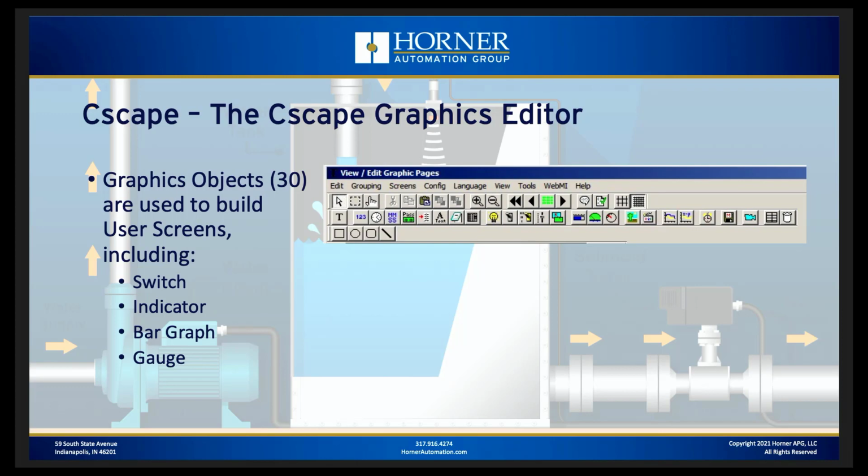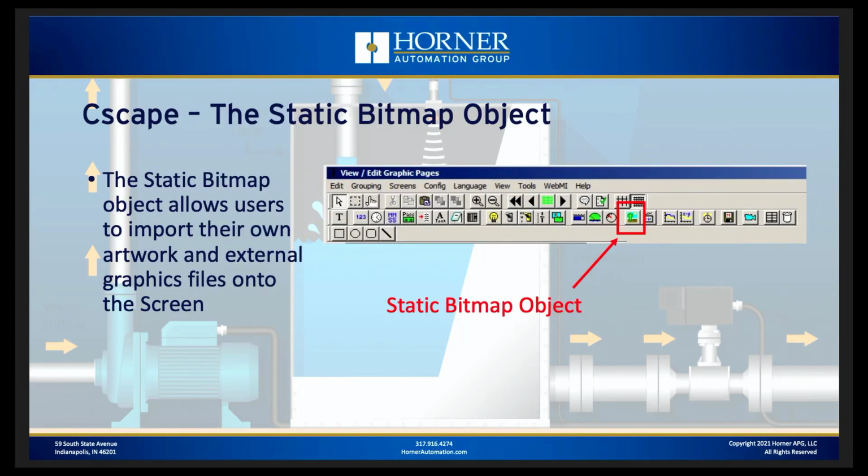And there are about 30 objects total, including things like switches and indicators, bar graphs, gauges, all kinds of objects. But the one specifically we're going to be talking about today is ones that are affiliated with bringing in graphics from the outside. And we're going to start with the static bitmap object. This is an object that you would use, again, if you want to import your own graphics or artwork into a screen onto the OCS.